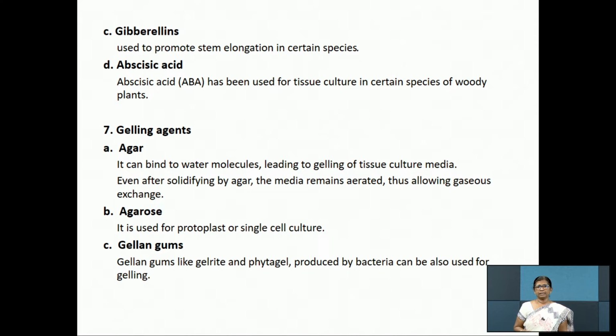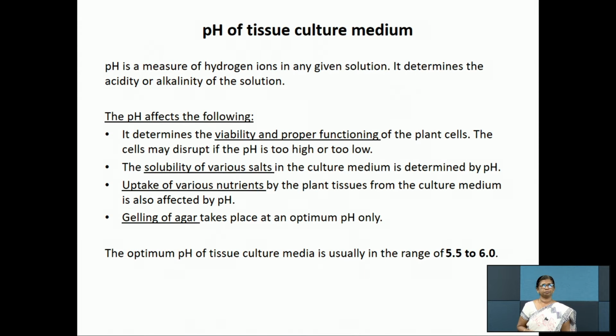And finally, there are the gelling agents. These are the agents which are helpful for solidifying the tissue culture media. Mainly the gelling agents are agar, agarose and gellan gums. They increase the porosity of the medium, and are also helpful for the gaseous exchange of the medium. Examples of gellan gums are Gelrite as well as Phytagel.